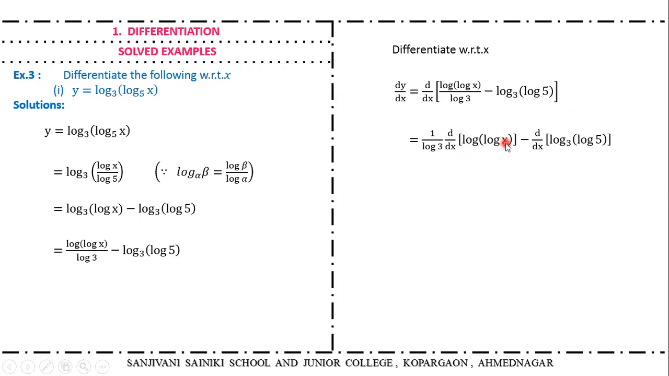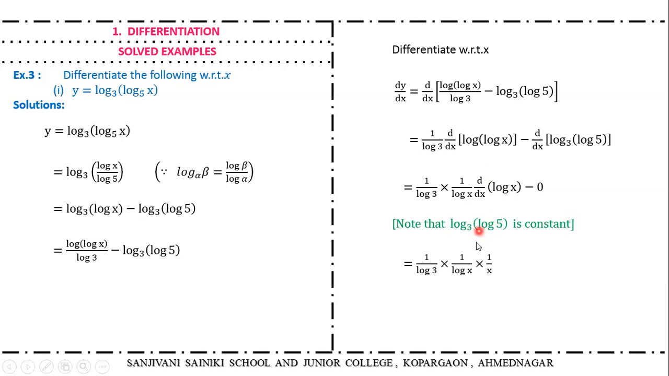And log x, so log of f of x, I will treat the function as log of f of x. Its derivative is 1 upon f of x into f dash of x. So log of x, its derivative is 1 upon x. So multiplying together, you will get 1 upon x log 3 as the derivative of the given function.